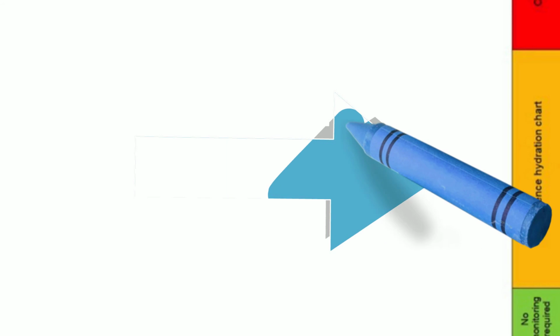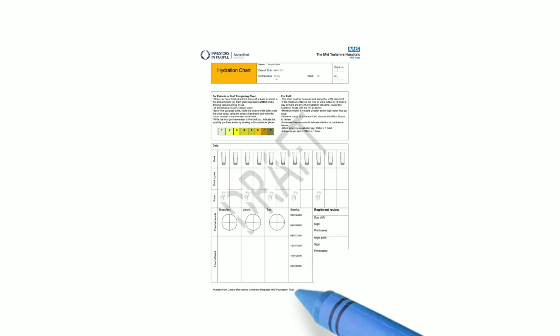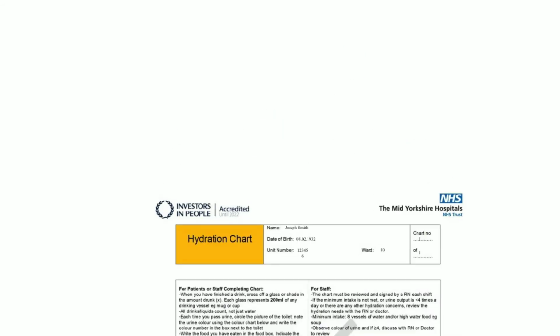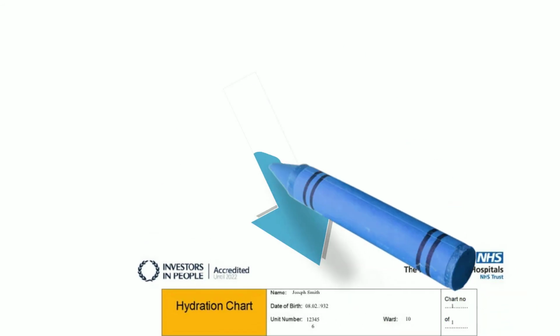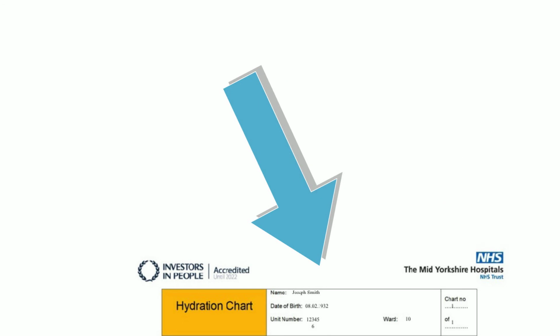As identified through the completed assessment, Joe requires a hydration chart. The chart on the screen details the new hydration chart within Mid-Yorkshire. Again, like all other trust documentation, ensure the patient's identification label is completed in full.